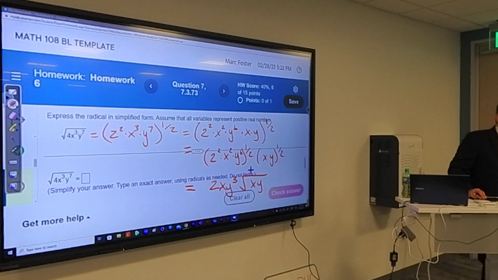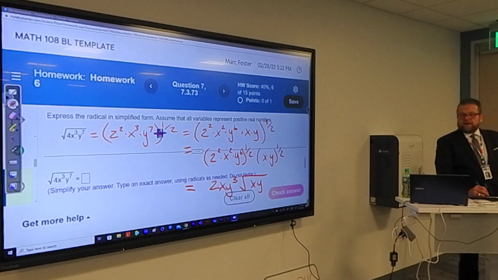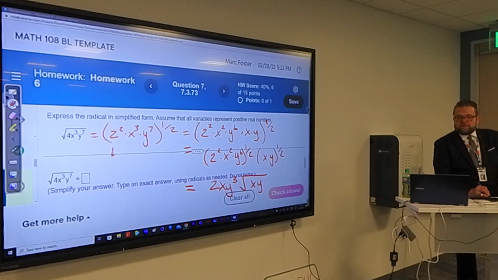Question? What's the question? Yeah. So all I did here was change the 4 to a 2 squared. And then when you consider the whole thing, I wrote it with the 1/2 power instead of the square root. All right, so we're good to there.